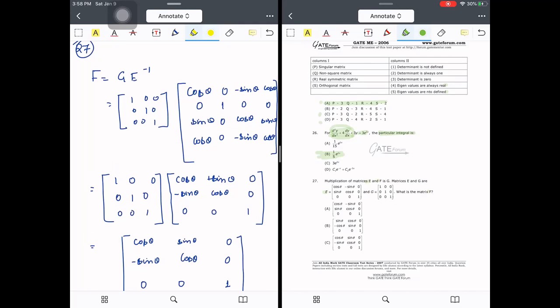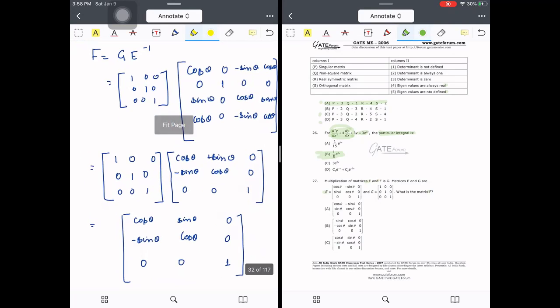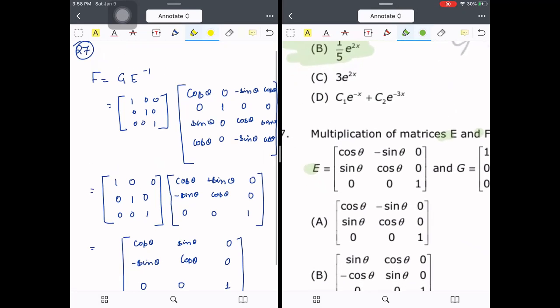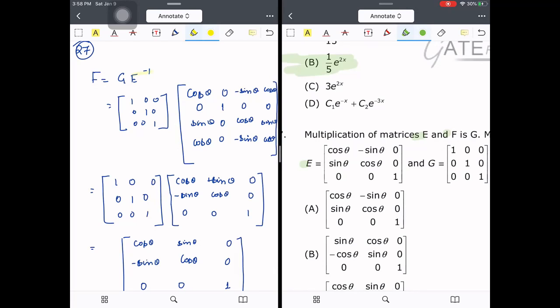Now question 27. The multiplication of matrices E and F is G. If I multiply E with F it is G. That means F is equal to G into E inverse. I don't know whether I have given any shortcut method for the inverse or not, but I will be giving you the shortcut way to find the inverse.